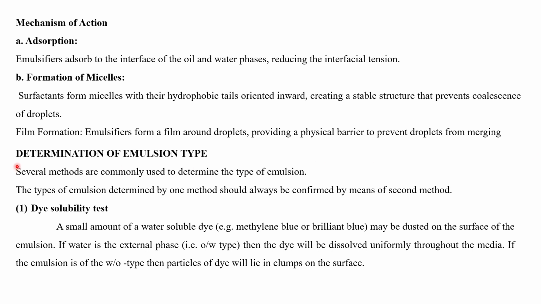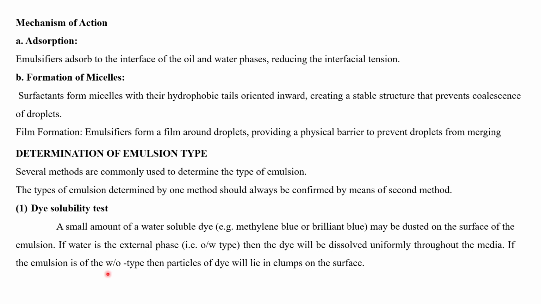How can we determine the emulsion type? There are several methods to determine the emulsion type. The first test is the dye solubility test. For this we will be taking a water soluble dye like methylene blue or brilliant blue, any of these. If water is the external or continuous phase, how will the color of the emulsion be? It may be either the blue color of methylene blue or the blue color of brilliant blue, by which we can say that water is present as the continuous phase and oil is present in the dispersed phase.